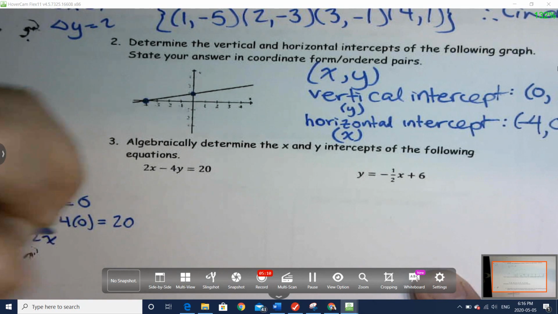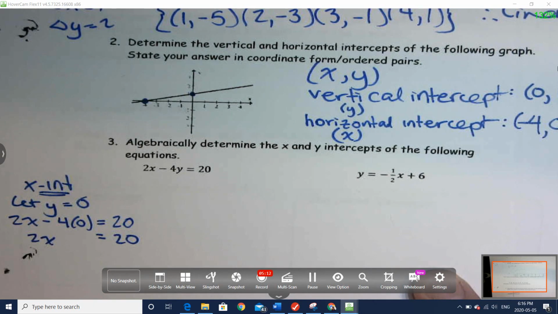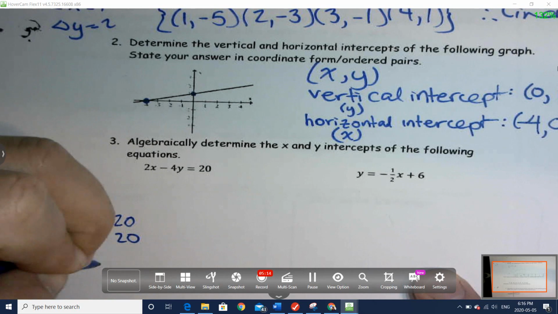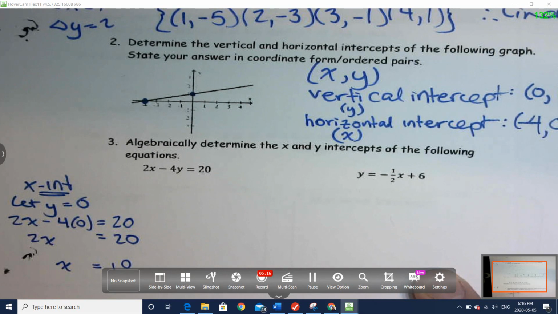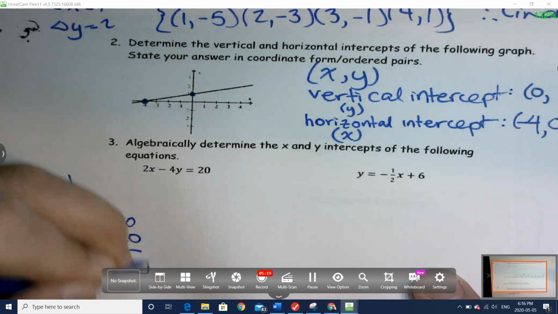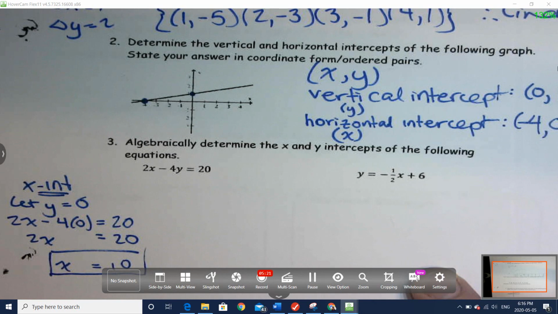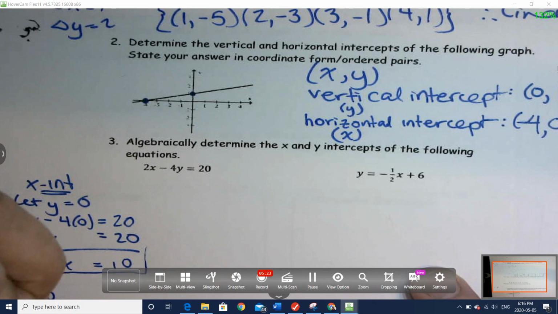That then is 2x is 20. Divide both the left and the right by 2. We get that x is equal to 10. Therefore, the coordinate where this intercept happens is x value 10, y value 0.